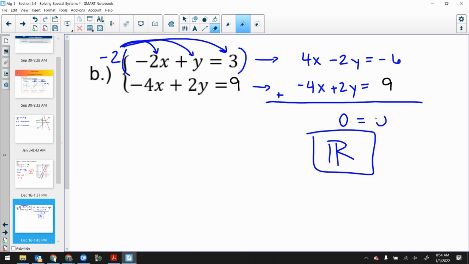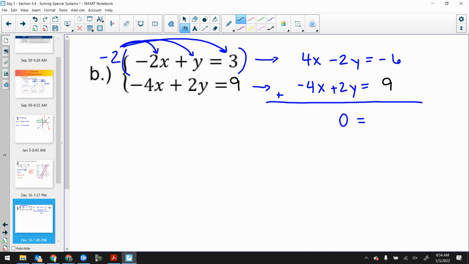And then this would end up being what? A 3. Is that a true statement? No. So therefore, that's when we would say that this would be a no solutions. What does it tell you about the lines if it's a no solutions? The lines are parallel, right?